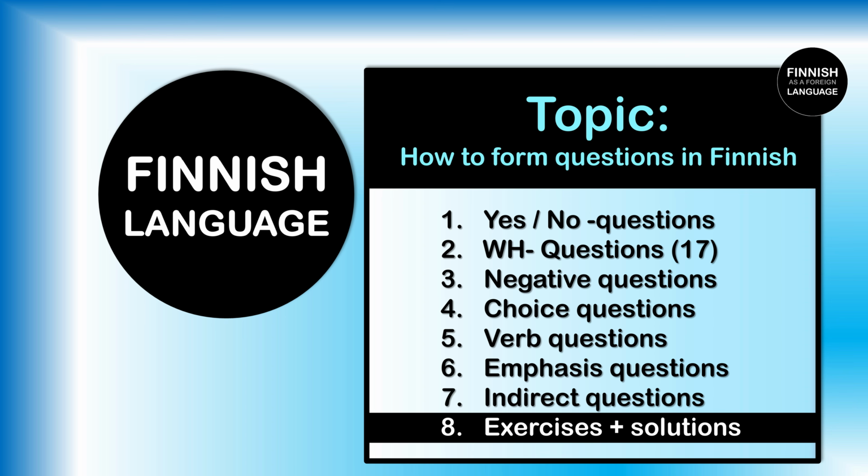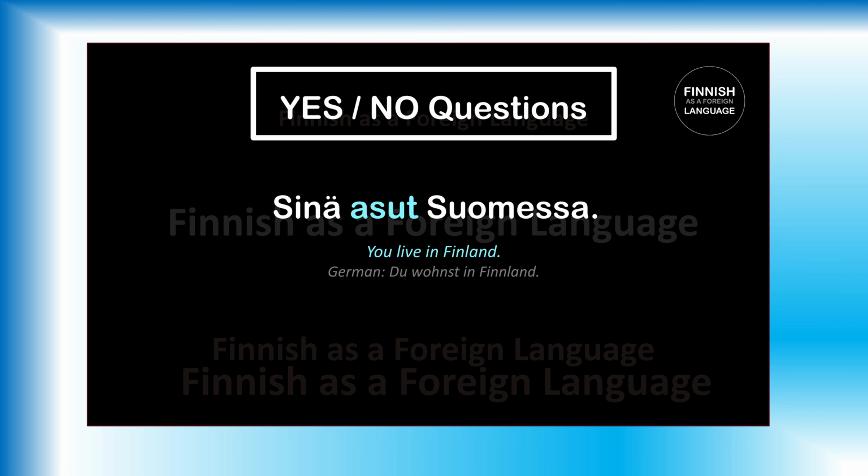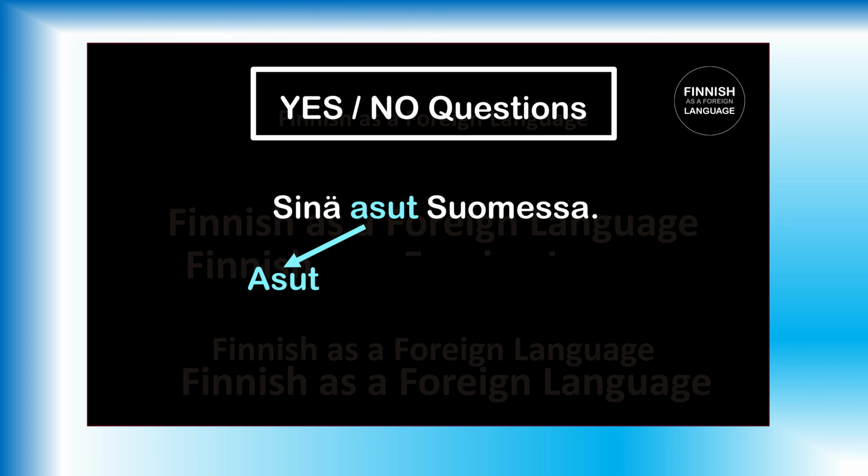So, let's begin. Our first chapter is about the yes and no questions. Let's see how to form them. Let's take a look at this sentence. Sinä asut Suomessa means you live in Finland. Now we want to make a question out of this sentence. How does it work? Step number 1, move the verb to the beginning. So asut moves to the first position in the question.